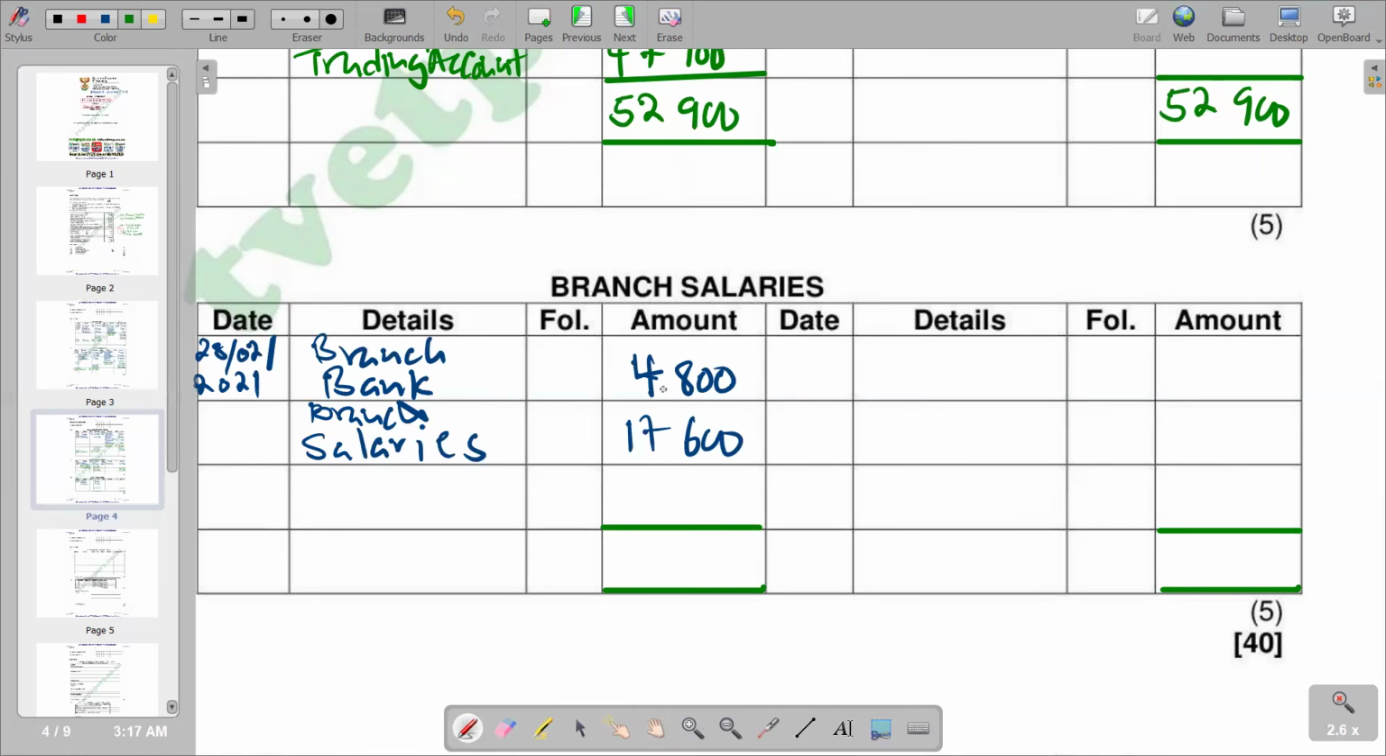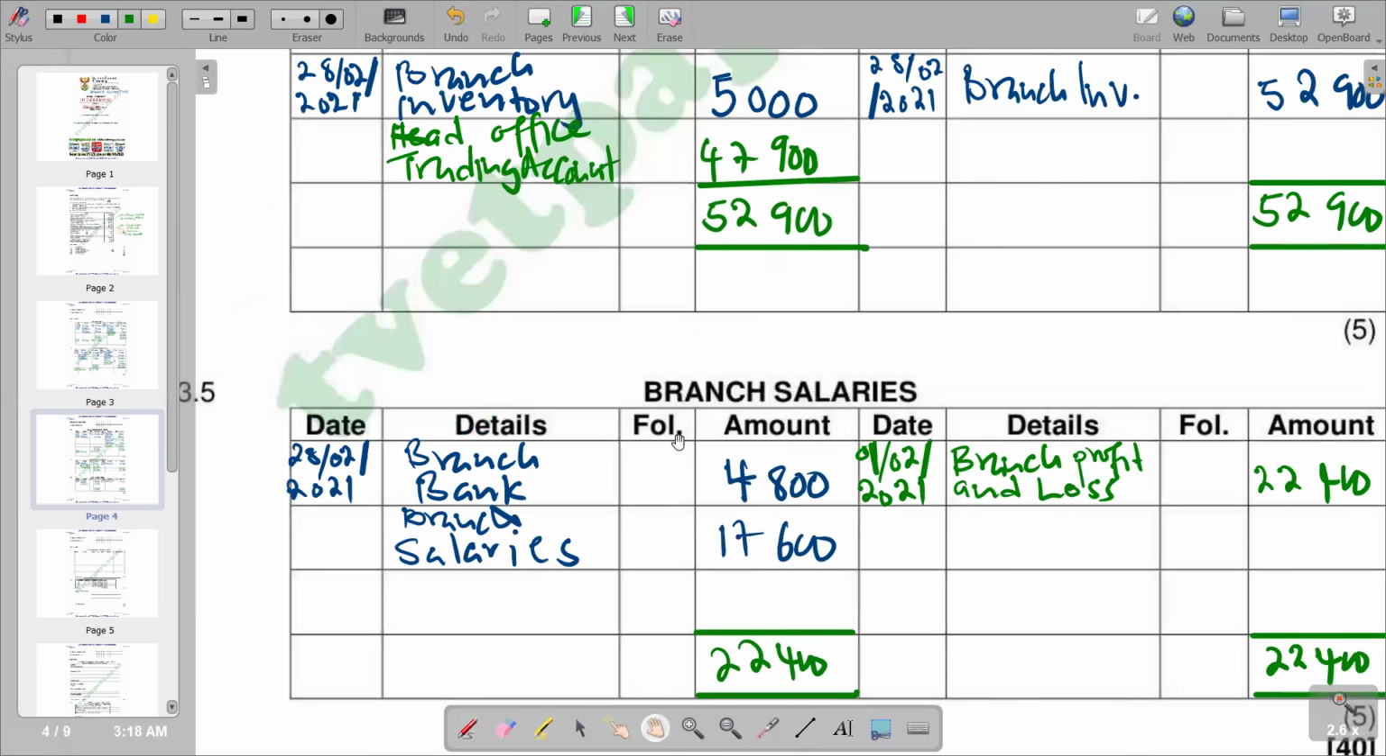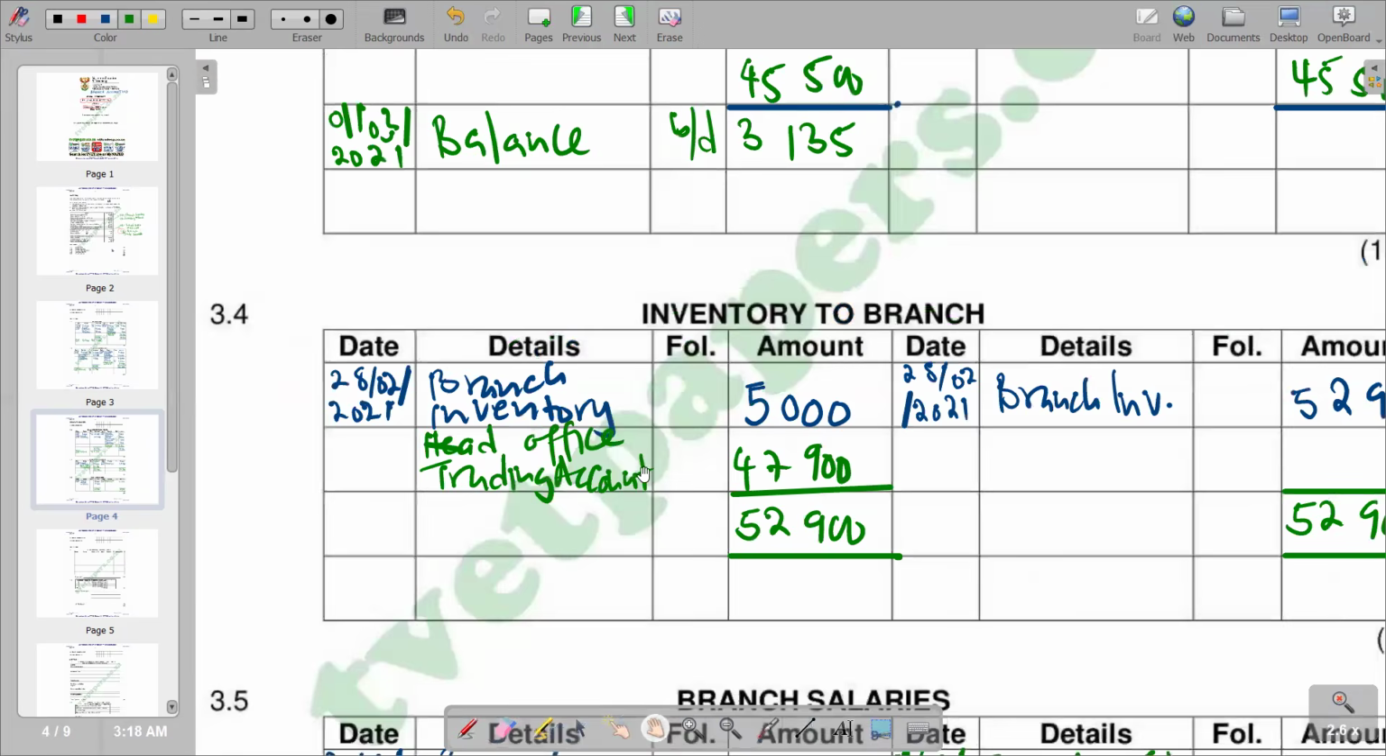So we add 4,800 plus 17,600, and we are going to get 22,400. So it's going to come in between to our branch profit and loss. So here we are just going to say branch profit and loss, and we are getting the same amount of 22,400. And obviously the date is at the end, which is 28/02/2021. So this is what we have according to the last part, which is our branch salaries.